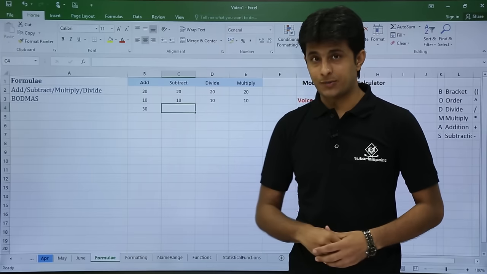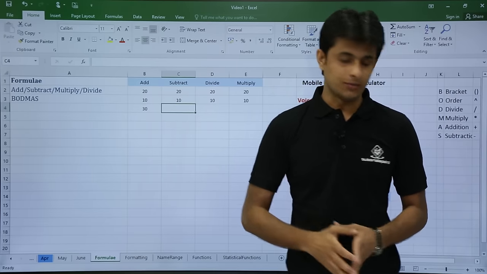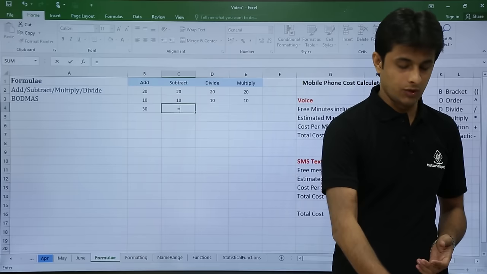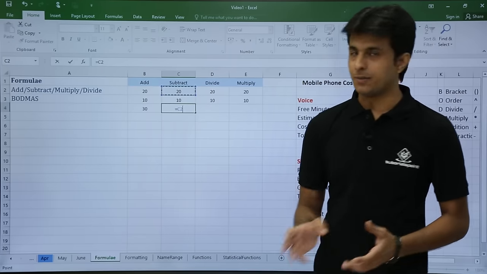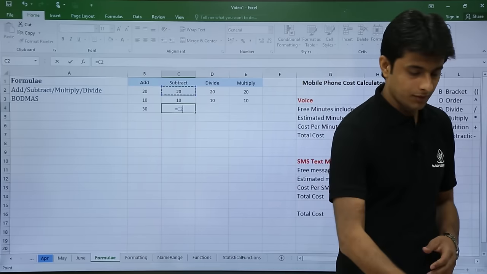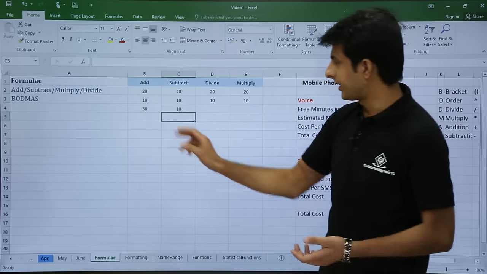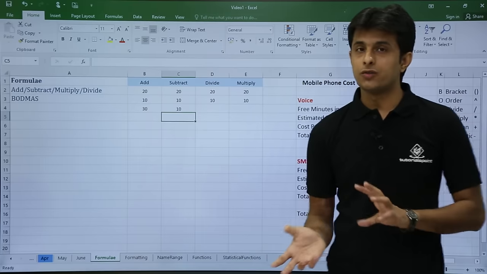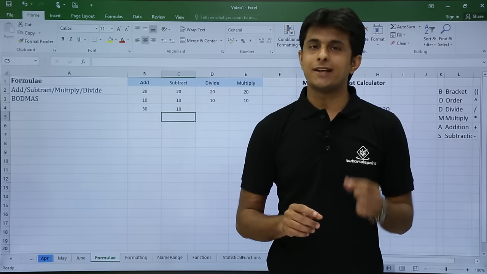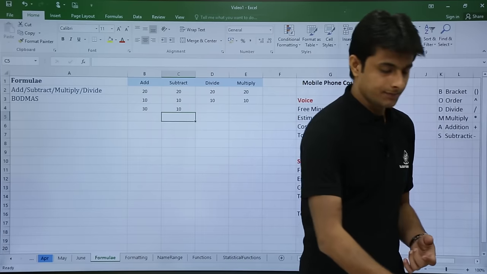Next, I'll go for subtract. Now I want to subtract two numbers. So I'll put the sign as equal to first cell number, that is a bigger number, minus smaller number. And I'll get the answer as 10, which is simple. Again, the answer is correct. Suppose I want to use the other one. I want to subtract the smaller number from the bigger number.